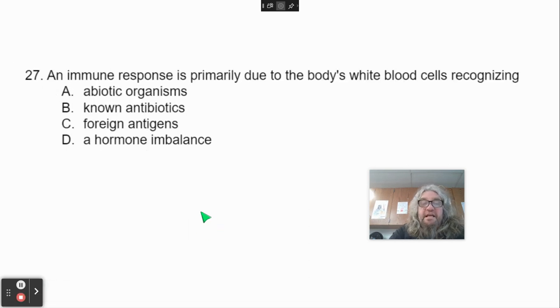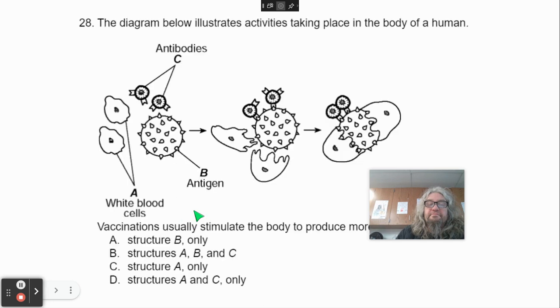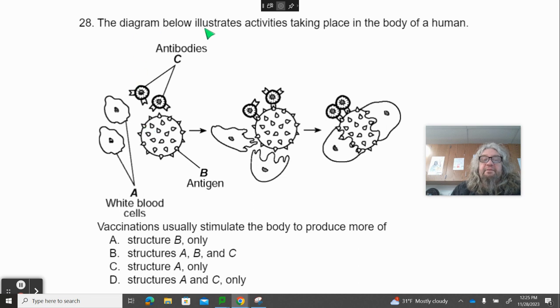Number 27, an immune response is primarily due to the body's white blood cells recognizing A, abiotic organisms, B, known antibiotics, C, foreign antigens, D, a hormone imbalance. Number 28. The diagram below illustrates activities taking place in the body of a human. Vaccinations usually stimulate the body to produce more of A, structure B only, B, structures A, B, and C, C, structure A only, D, structures A and C only.